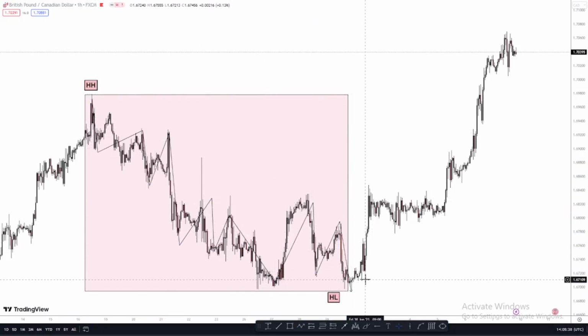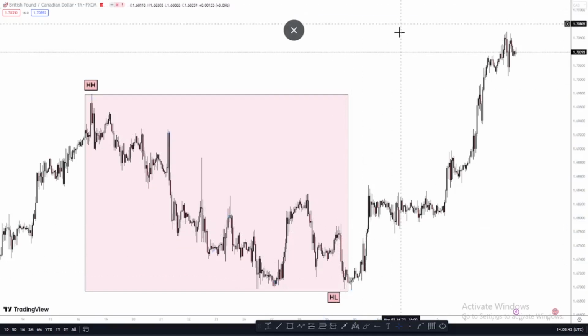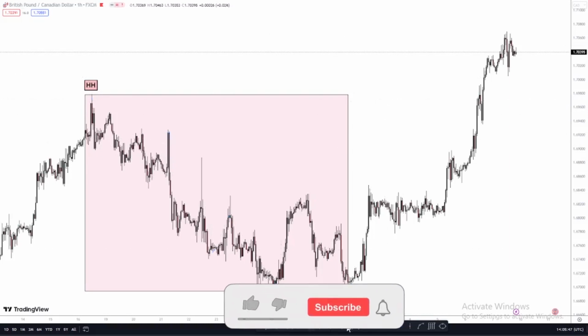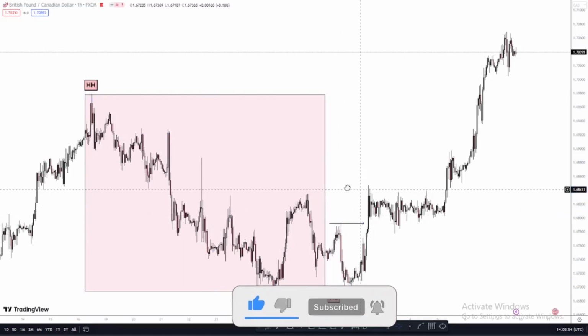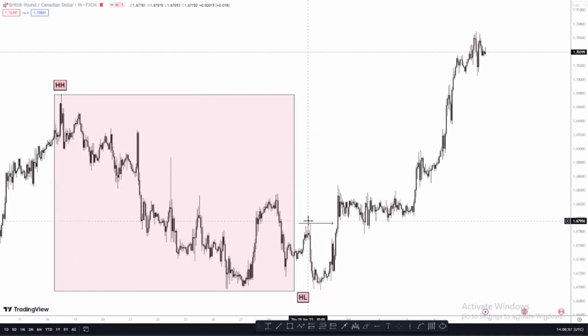So when did price shift market structure from lower highs and lower lows to higher highs and higher lows? Or when did market structure shift from bearish to bullish? It shifted when price closed above this last lower high. I repeat, price shifted structure from bearish to bullish when price was able to close above this last lower high.